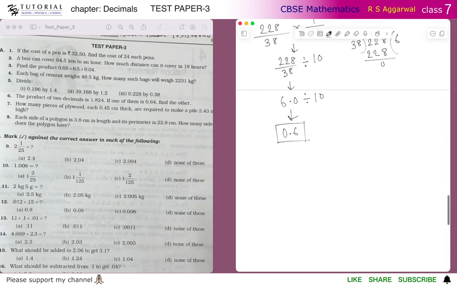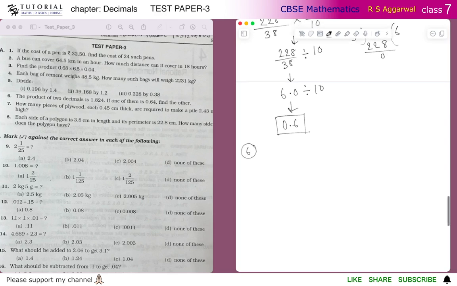Okay. Question number 6. It's a word problem. The product of two decimals is 1.824. If one of them is 0.64, find the other. So it is given that 0.64 multiplied by another decimal is giving the product as 1.824. We have to find this number x.